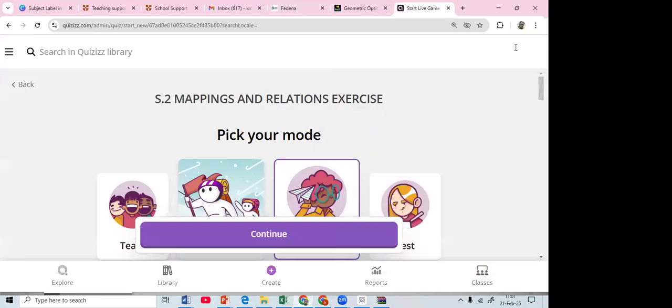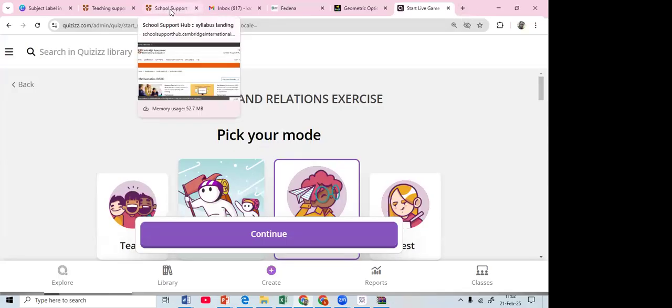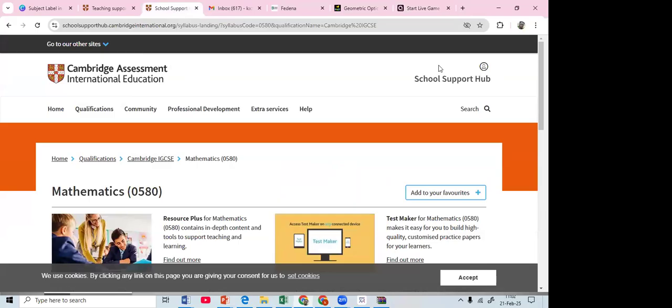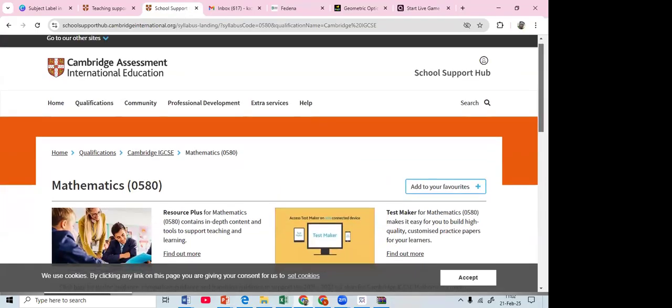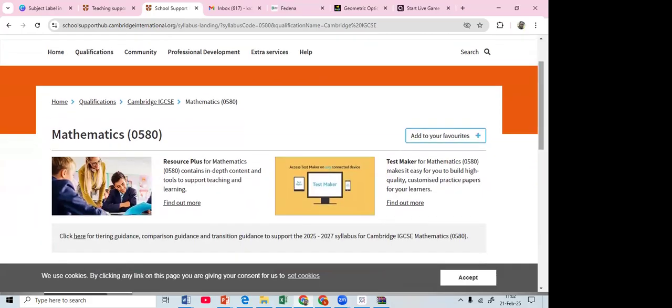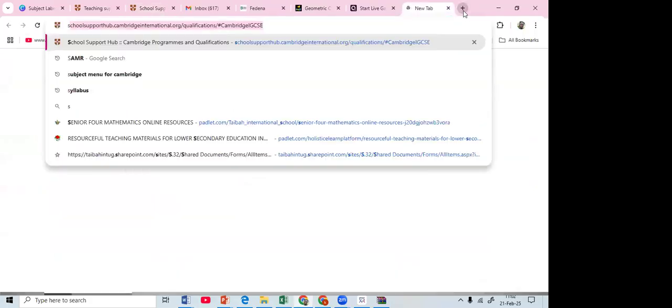I may not play it, but I'm just showing you some of the tools you can use. If you don't want to use quizzes, there are other things that you can use. But also, I'm not sure whether you have a school portal already, in case the school has a portal already for Cambridge. If you are a math teacher, or whatever subject you teach, this is my portal, but maybe I can open another portal.